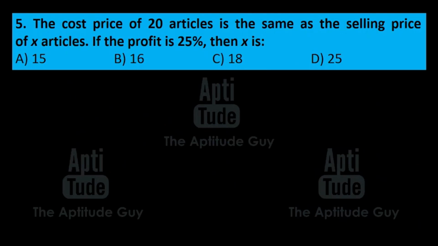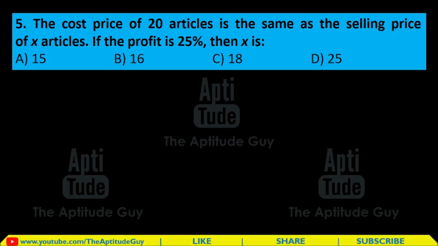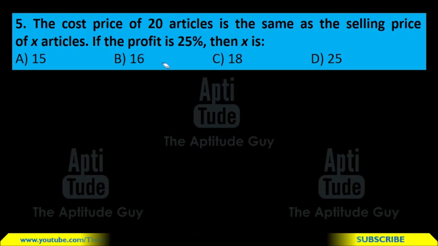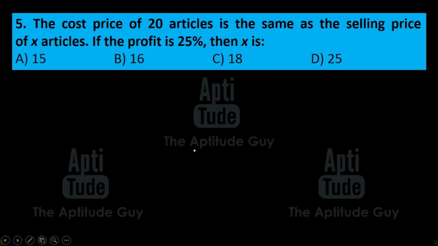The cost price of 20 articles is the same as the selling price of X articles. If the profit is 25%, then what is X? See, I told you, you cannot use the LCM method here, because here you will have to find the LCM of 20 and X. How will you do that? You can't. So use my method, try to solve it, pause the video and then come back.